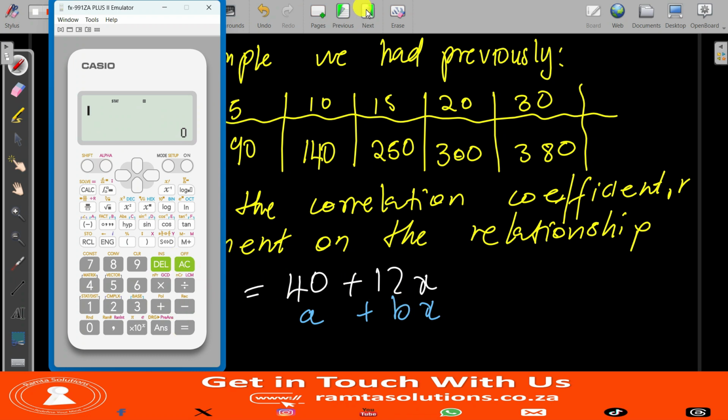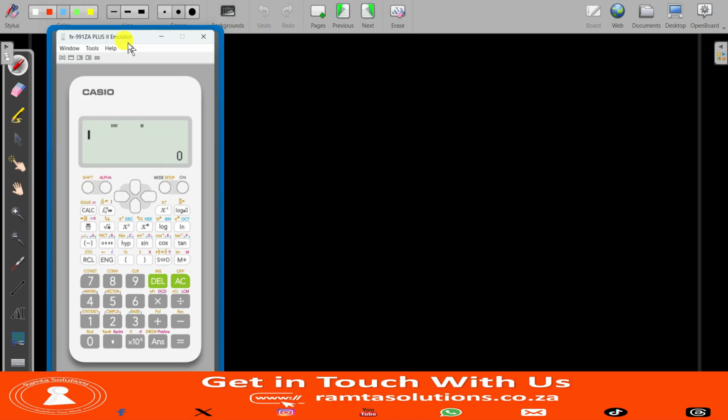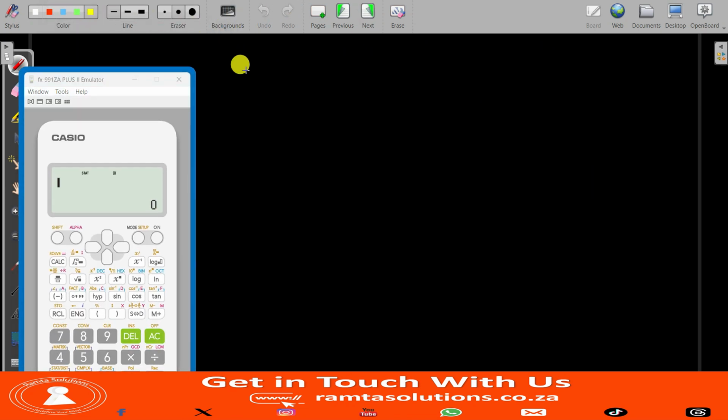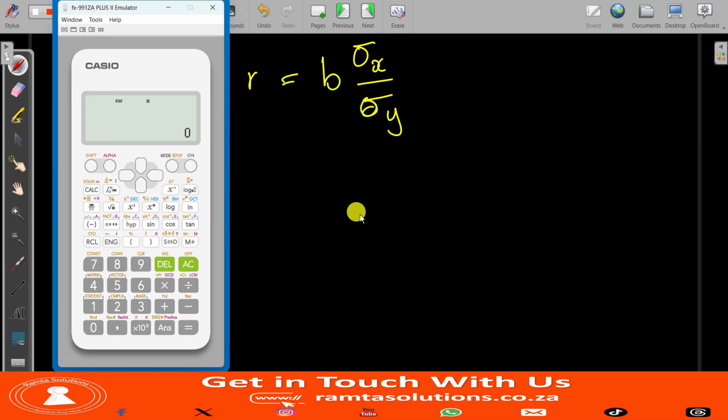Perfect. Now I want the value of R. By the way, guys, I remember telling you that R is B times the standard deviation of the X values over the standard deviation of the Y values, right? You can find this, or you can use your calculator. So now let's see. Once again, Shift 1. Let's go to variance. We did find the value of B. It was 12, right?